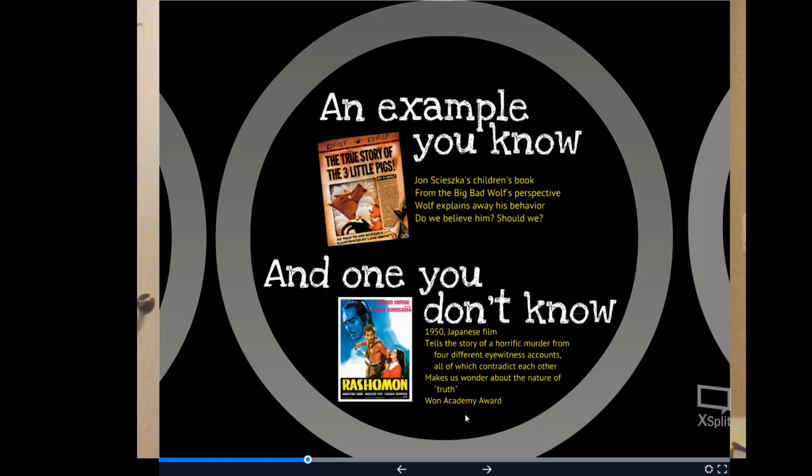And here's one you might not know. The 1950 Japanese film tells the story of a horrific murder from 4 different eyewitness accounts, all of which contradict each other, makes us wonder about the nature of truth. And it won the Academy Award.